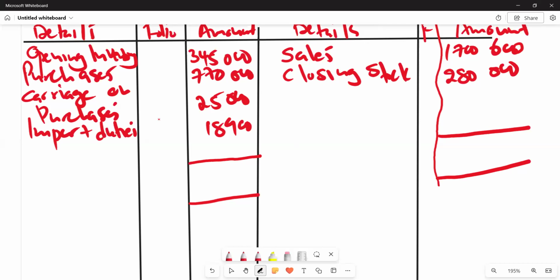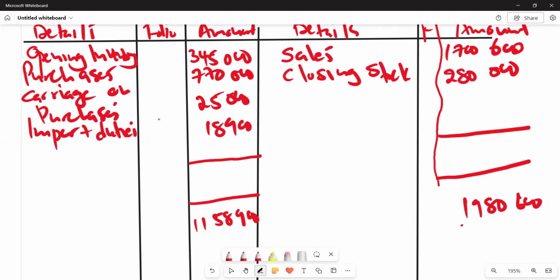So if you add there, the total of the debit side is 345,000 plus 770,000 plus 25,000 plus 18,900. We are going to get a total of 1,158,900. You add the total of the credit, you are going to get 1,980,600. That is, we are saying 1,700,600 plus 280,000. You get this total. Then the bigger total of the two should come in between the double lines, which is 1,980,600.